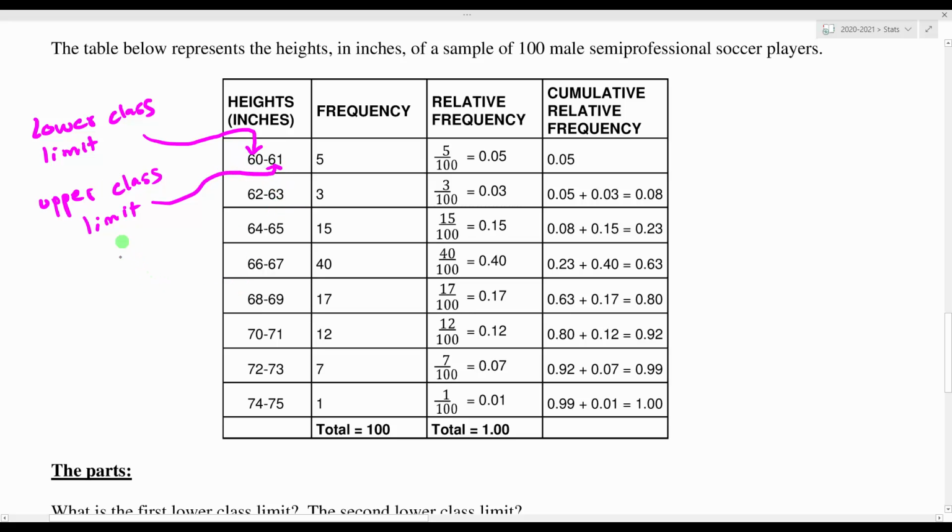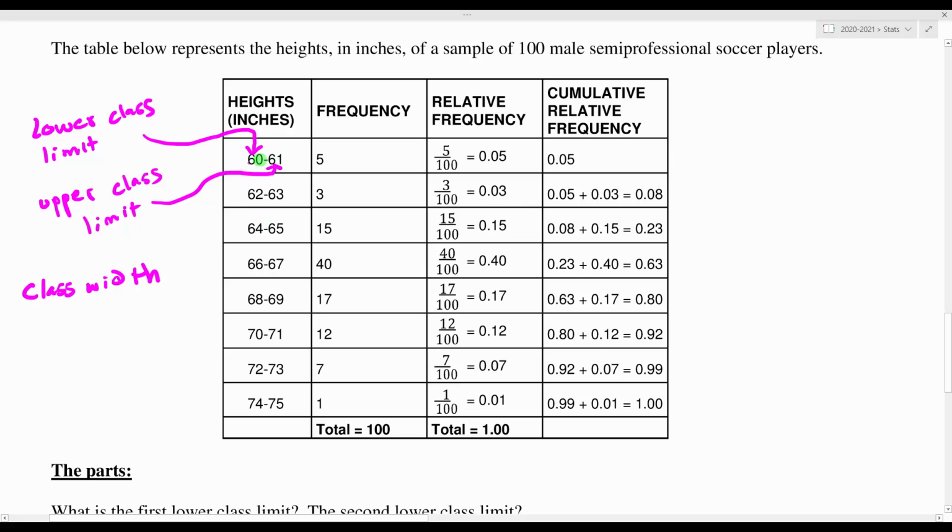So the lower class limit for the fifth class, right? If this is class 1, then we say class 1, 2, 3, 4, 5. The lower class limit for the fifth class would be 68, and its upper class limit would be 69. All right. So another key term that we need to make sure we're aware of is the class width. Right? So we're going to talk about this thing called class width.